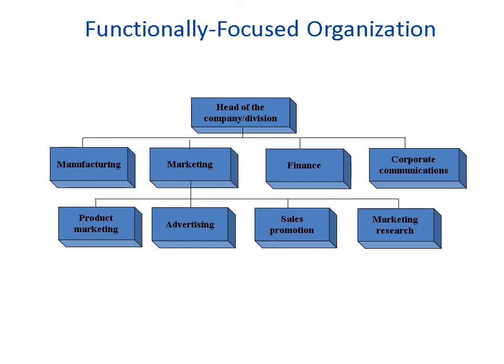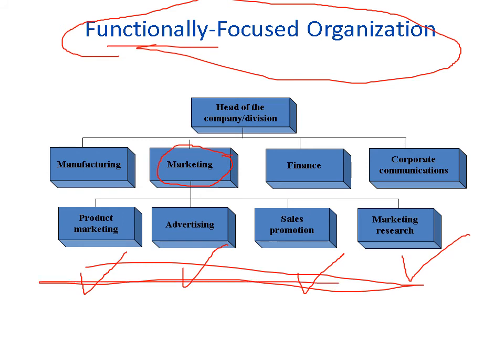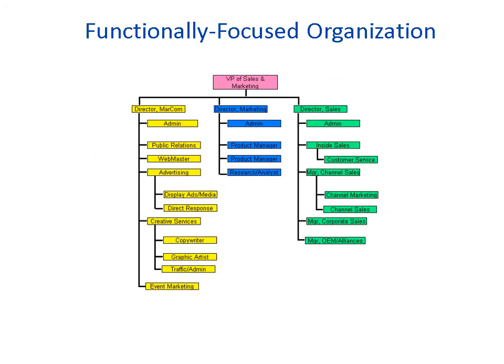And we are now going to the third one, which is the functional. When it comes to functional, this is the function. Let's take, for example, marketing. Different functions of marketing: we have product marketing, advertising, sales promotion, and marketing research. So these are the different functions of marketing. That's why it's called a functional focus organization.